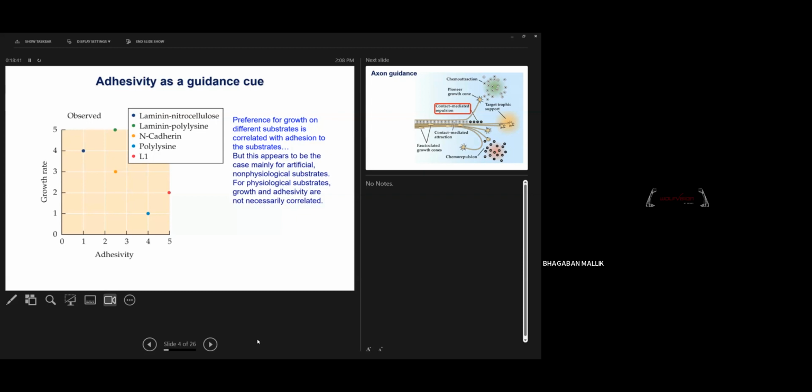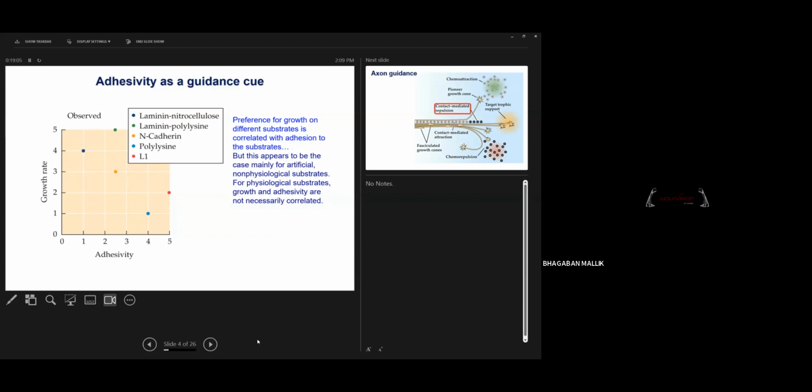So you can see that the polylysine has a high adhesivity rate, but the growth, you can see there is very little growing, and the axons are actually growing very little on this substrate, but it's highly adhesive. So it depends, there's a range of this. So you can see that the laminin nitrocellulose adhesivity is less, but the growth rate is more.